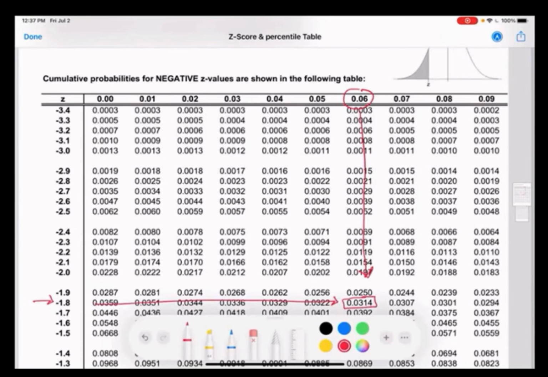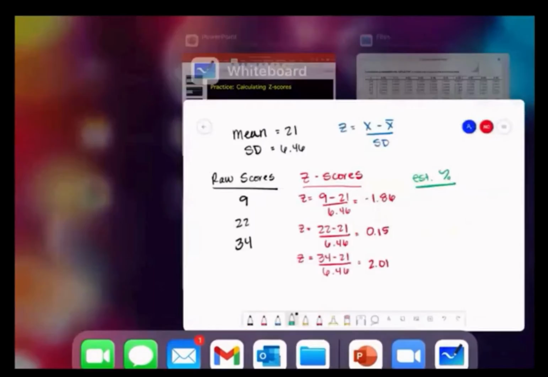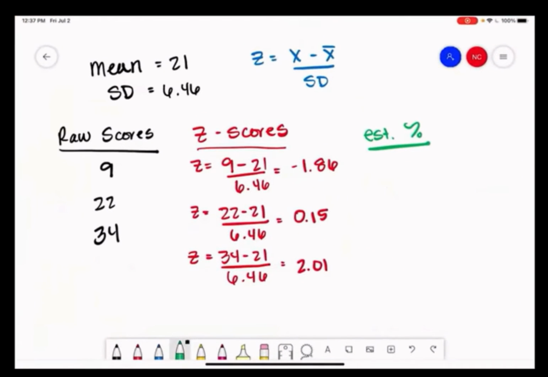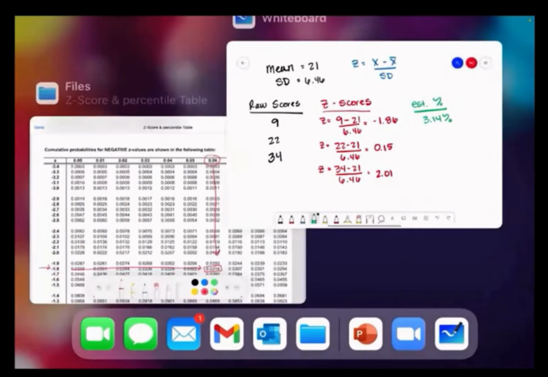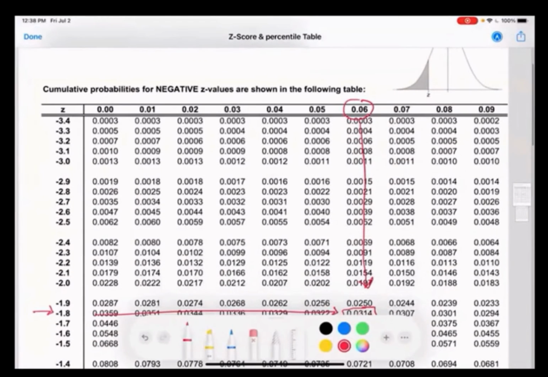Okay, so we could express this as a probability between 0 and 1, saying that we have a probability of 0.0314, or we can note this as a percentage and say that 3.14% of all data values lie at or below 9 in this distribution. We can do the same thing for our second example. For a raw score of 22, we had a z-score of 0.15, which means we're looking at the positive z-score table. So I'm going to get rid of those markings.